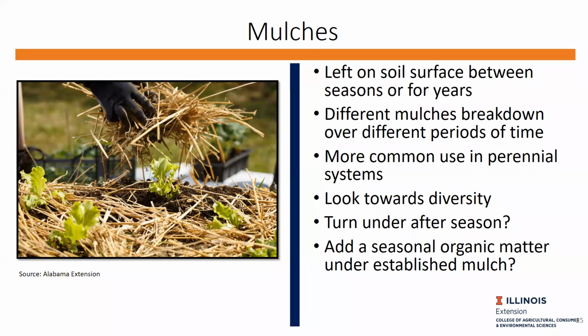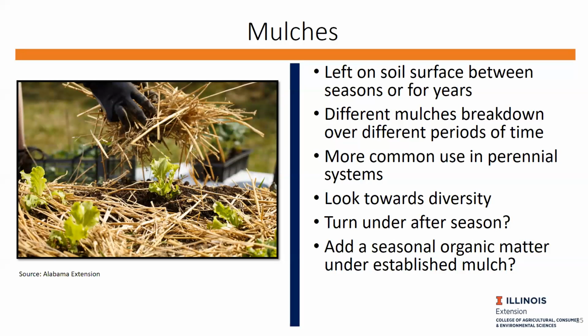Mulch is then left on the soil surface between seasons, or this could also be something for years to come, especially in a perennial system. Different mulches also break down over different periods of time, so you will find that situation. For more common use, like I shared with you in perennial systems, I would still look a little bit towards diversity in your mulching systems, especially as they will break down a little bit differently, and we hope they will break down really well into the organic matter.